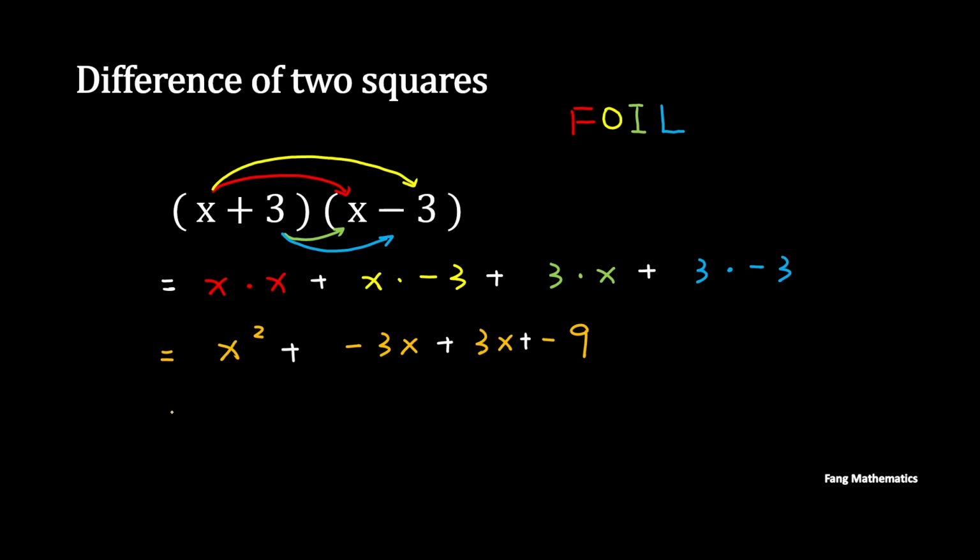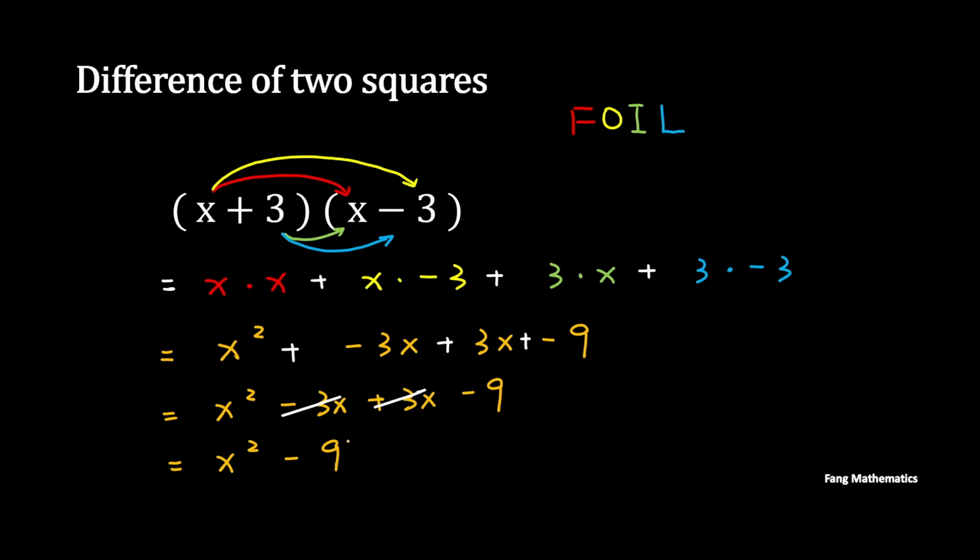And let's simplify the signs we have. So x squared, plus minus gives you minus 3x, plus 3x, plus minus gives you minus 9. And if you refer to the linear term we have, minus 3x and 3x get eliminated. So your linear term is removed. You should have x squared minus 9 left.